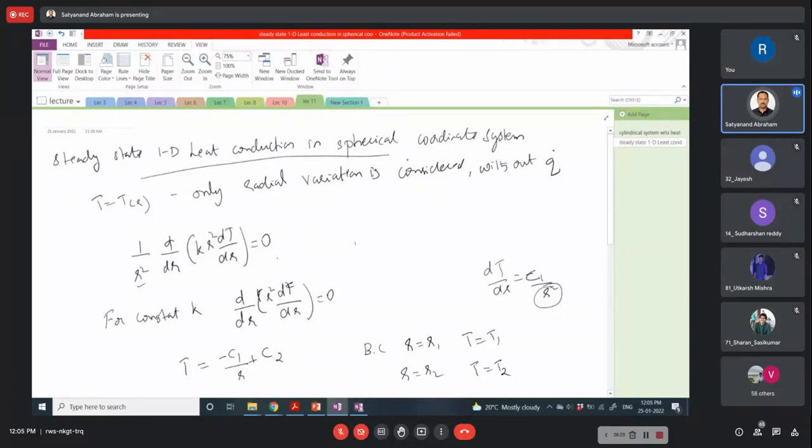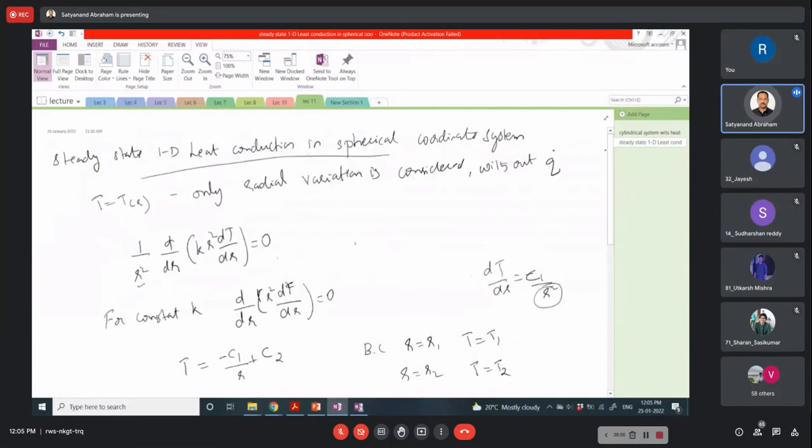Computational fluid dynamics is not just for fluid mechanics, it is mainly used for heat transfer also. If time permits, maybe one or two special classes we can arrange, so that I can give an introduction to 2D conduction as well as the numerical methods, because that is so important also.